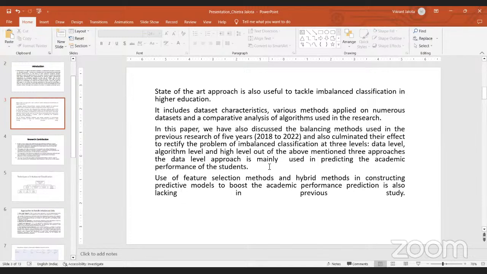In the case of data level, we can balance the data either by undersampling or by oversampling, or a mix of these. Either way, we can reduce the number of instances in the major classes. If I have data where the majority of the students passed and very few students failed, this is imbalanced data. I can balance this data at the data level, using undersampling, oversampling, or the hybrid one. The next method I can use to balance my data is the algorithm level. And the third one is the hybrid level, in which I can mix these two.